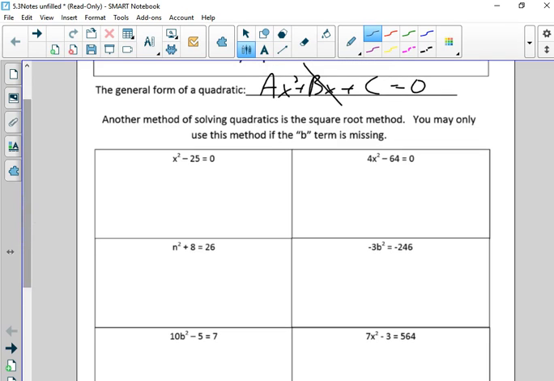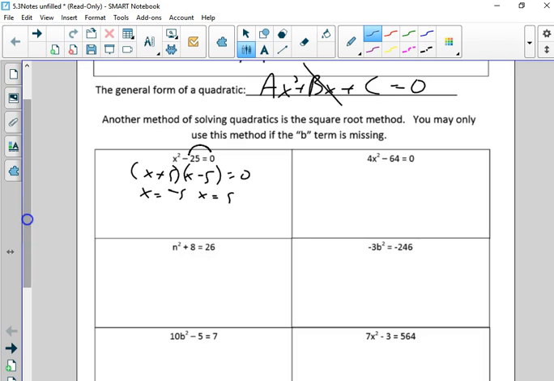Now, I want to look at this two ways. This one is a difference of two squares, right? We could just factor this to x plus 5, x minus 5 equals 0. And then we could set these both equal to 0 and we get x equals negative 5, x equals positive 5. We know that. We just did that previous lesson. But there's another way.